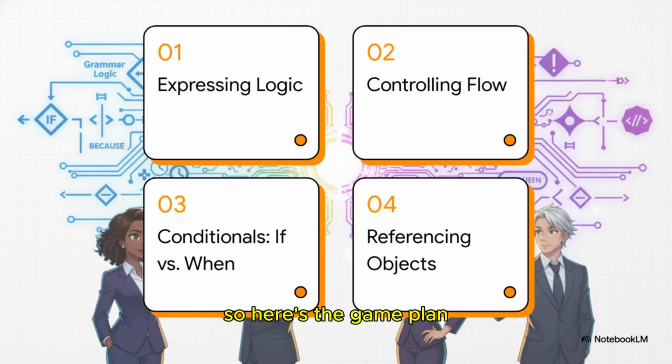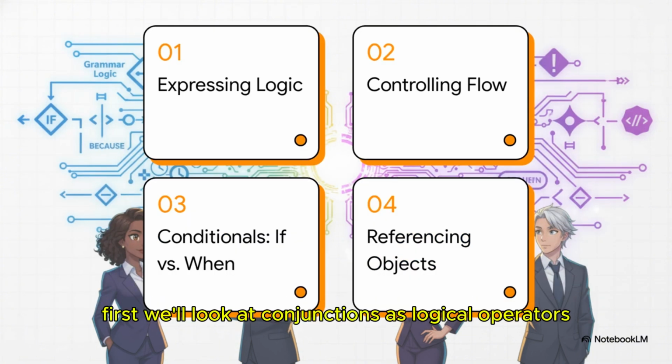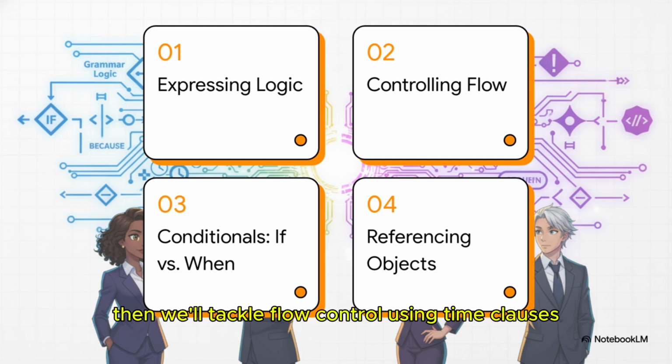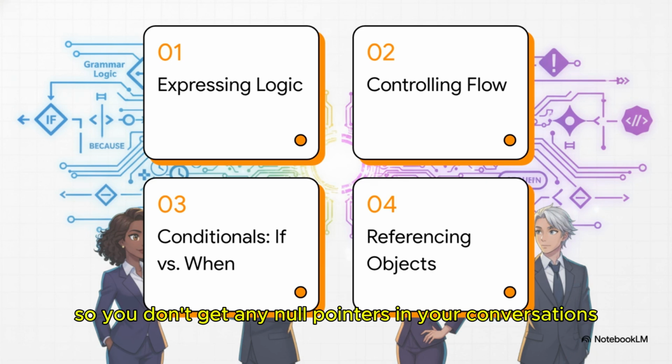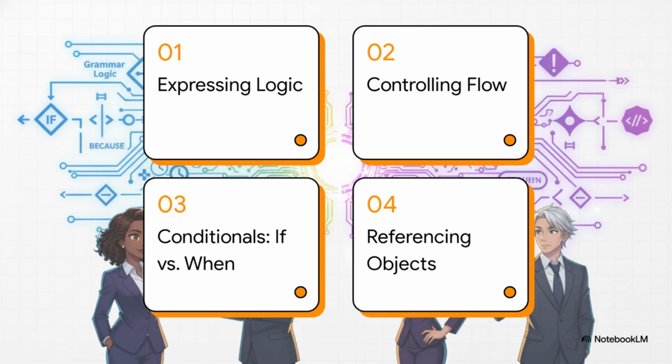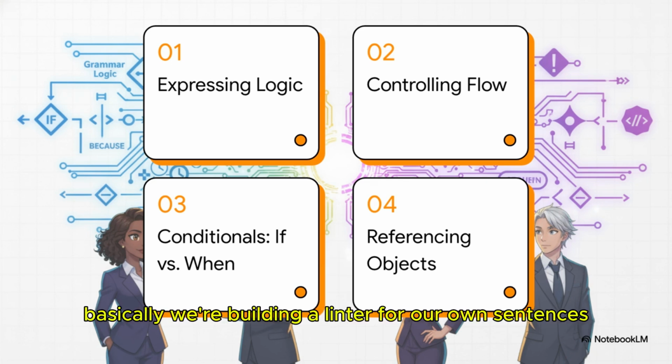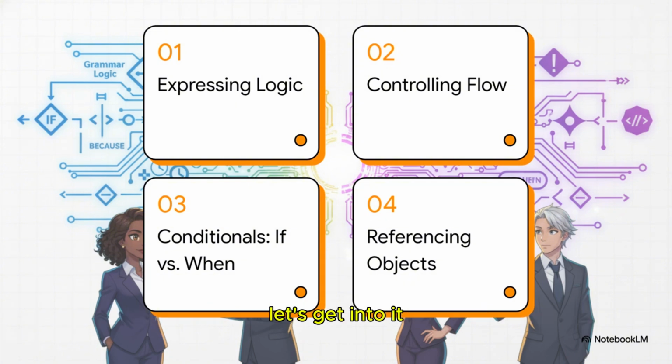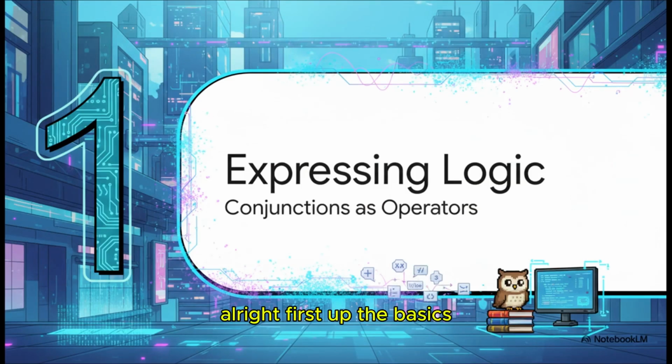Okay, so here's the game plan. First, we'll look at conjunctions as logical operators. Then we'll tackle flow control using time clauses. After that, we'll nail down conditionals, the classic if versus when. And finally, we'll talk about referencing objects so you don't get any null pointers in your conversations. Basically, we're building a linter for our own sentences. Let's get into it. All right, first up, the basics.